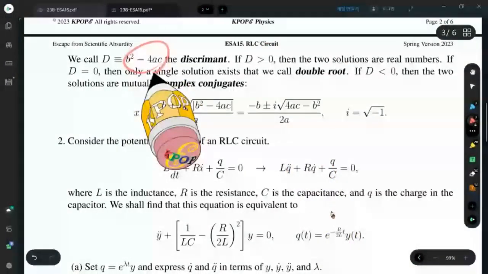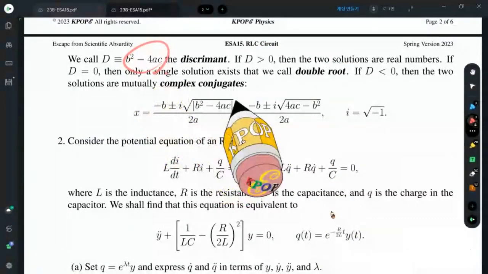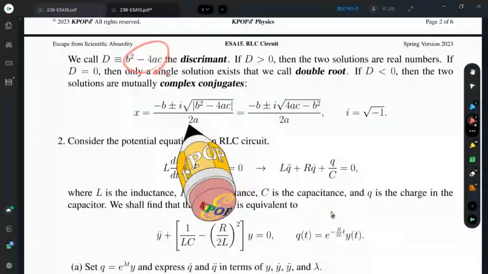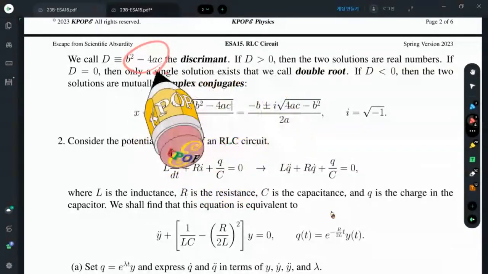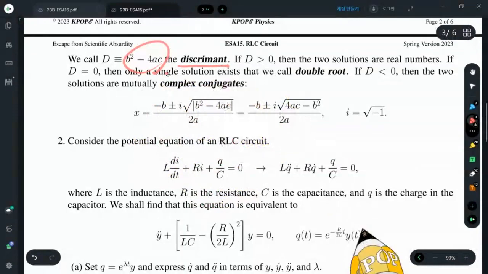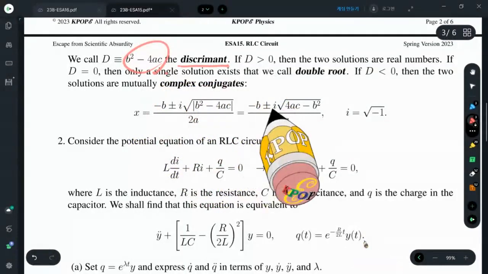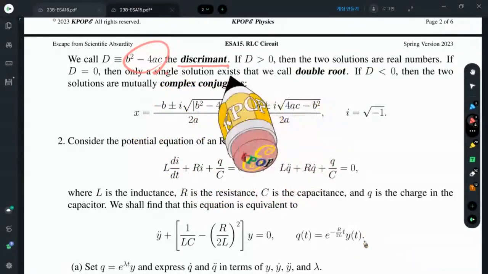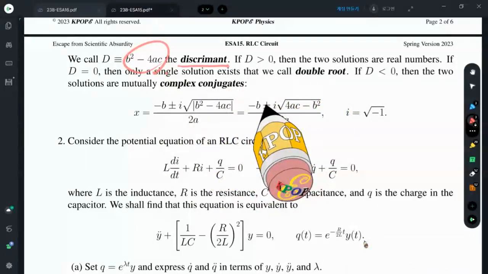This quantity determines whether the inside of the square root is positive or negative, so we call it the discriminant. And the two solutions are always expressed as complex conjugates.